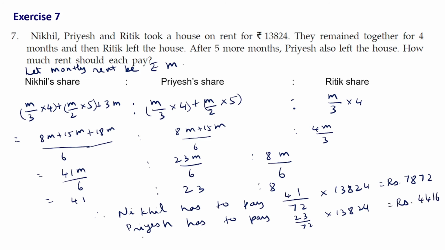rupees 4,416. And finally Ritik has to pay 8 by 72 into 13,824. Or this is equal to rupees 1,536. So this is the amount each person has to pay.